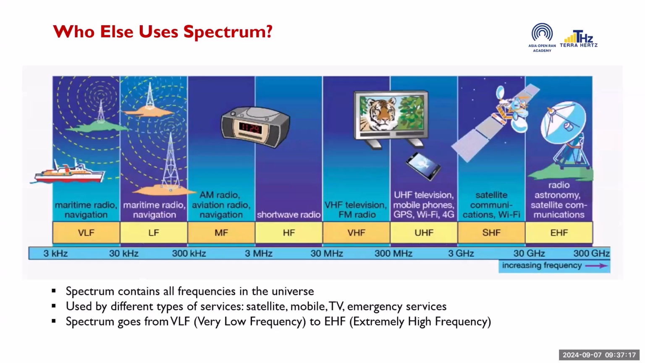Okay, not only in the Philippines, not only in the world, but in the universe. It is used by different types of services like satellite, mobile, TV, and emergency services. The cellular network is operating between very high frequency and ultra high frequency. Kasama tayo ng mga television, FM, Wi-Fi, 4G, 5G. And now we're extending the frequencies to the super high frequencies. Pagdating ng 6G, we will hear the word 6G frequencies, yung mga terahertz.